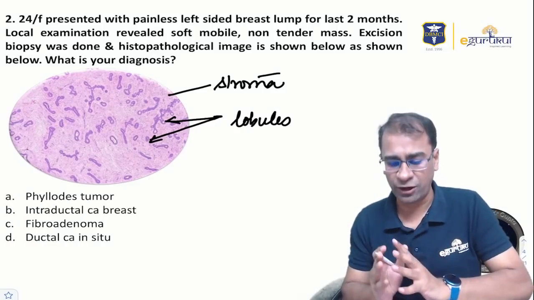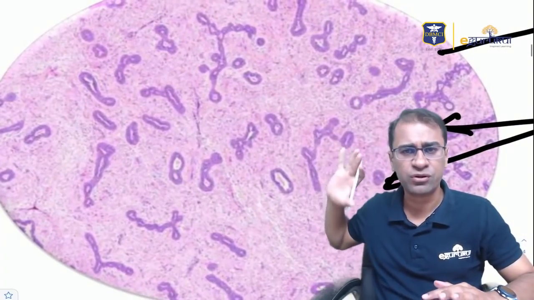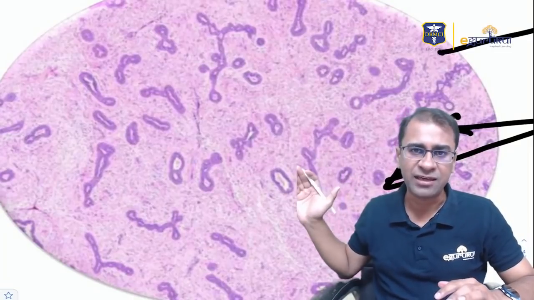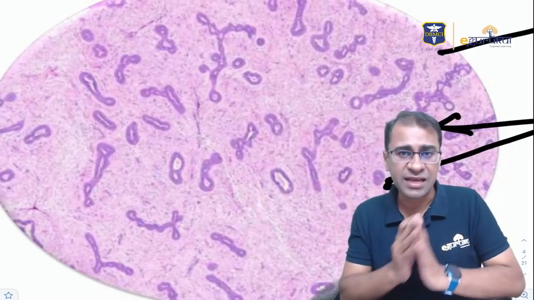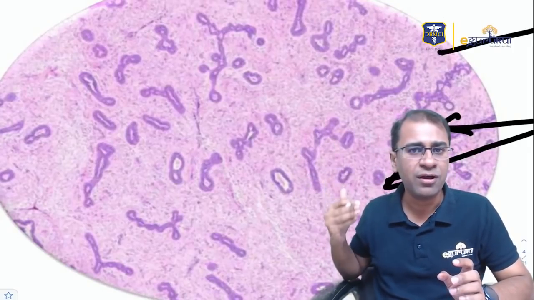Now, why not phyllodes? Because if this had been phyllodes, you would have seen a huge amount of stroma, and these tubules, or you can say these alveoli, might have been reduced to a very, very fine area. You might not have been able to see them. Secondly, in phyllodes, the cellularity in the stroma would be more compared to a fibroadenoma.